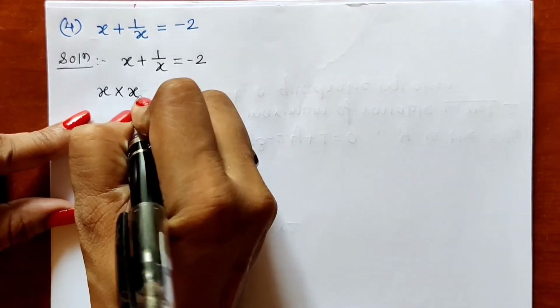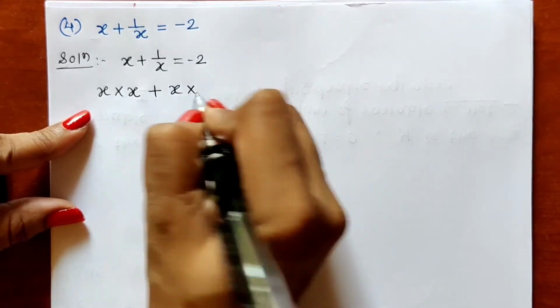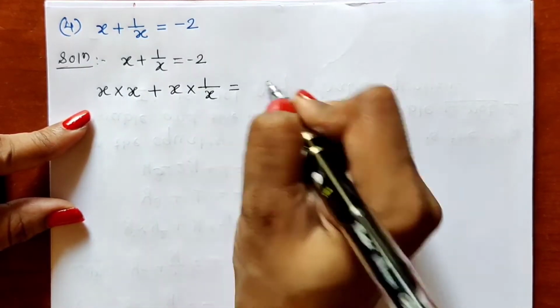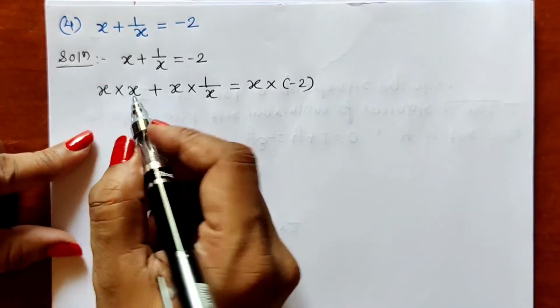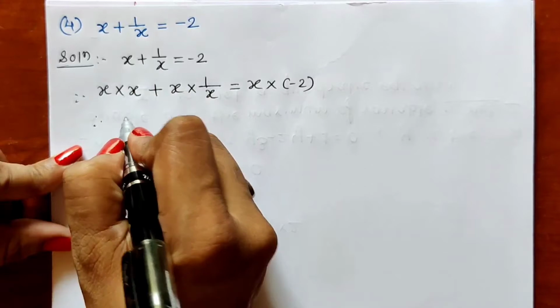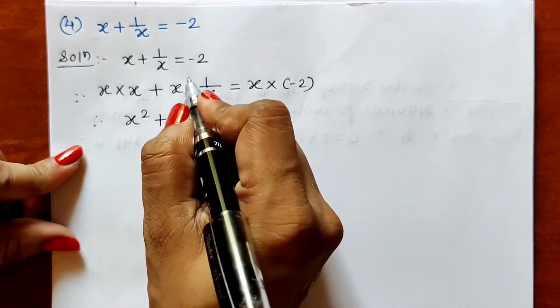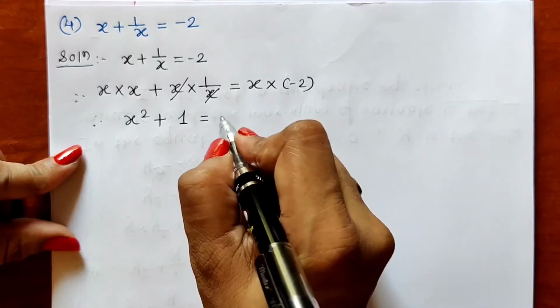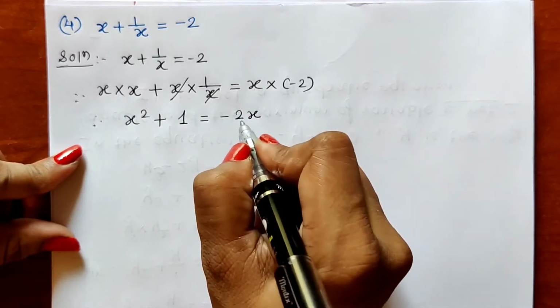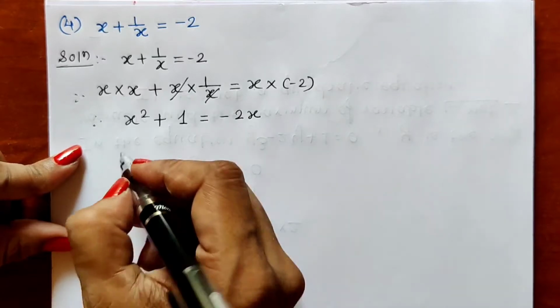x into x plus x into 1 upon x is equal to x into minus 2. So x into x is x square, we all know, plus this x cancelled, only 1 remaining, is equal to x into minus 2, which will be minus 2x. Now bring this minus 2x on the left hand side.